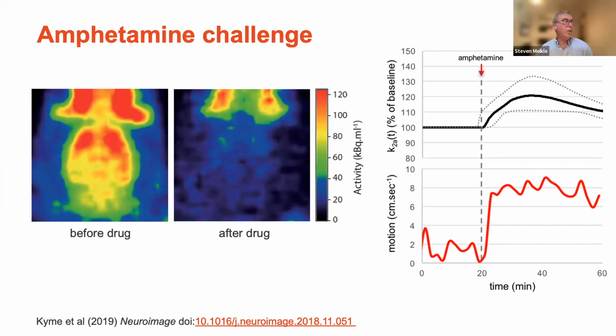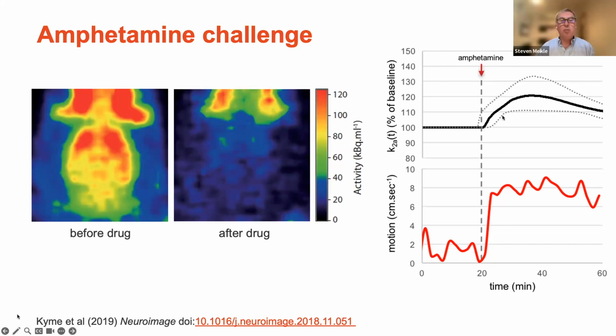So this is the amphetamine challenge result. You're seeing an image before the drug is injected. This is a sum image of the early part, the steady state part of the study, on the left. On the right is a sum image of the later part of the PET scan after the drug is injected, the non-steady state part, and you can see a clear displacement of the raclopride signal.